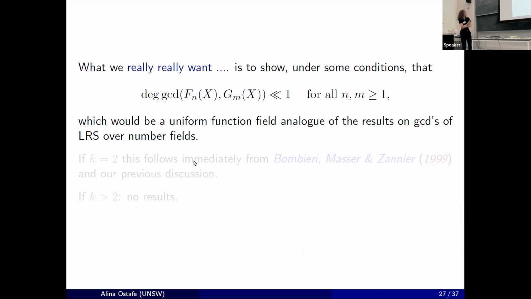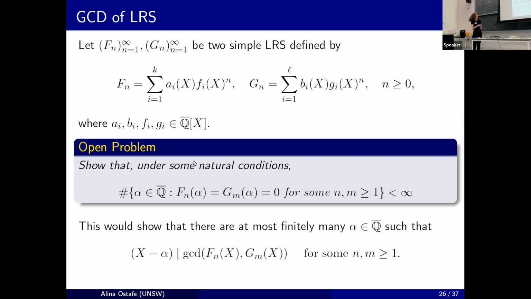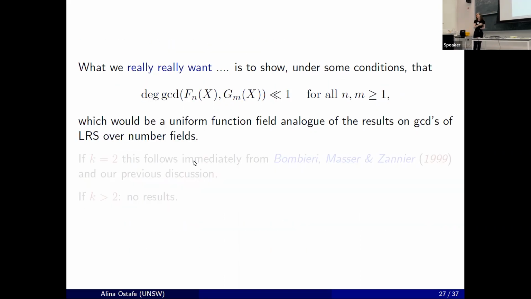But what we really want is to have some uniform bounds. So we want the degree of the GCD to be uniformly bounded for all n, m, which will actually be a uniform function field analog of the results that are known over number fields, in the number field case, sorry. So yes, over number fields. Of course, we don't even have finiteness, so it's just a dream to even think for the moment of having uniform bounds.